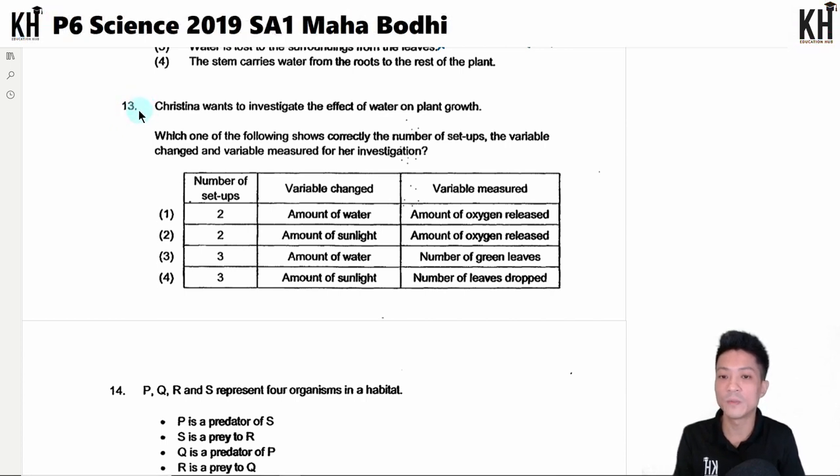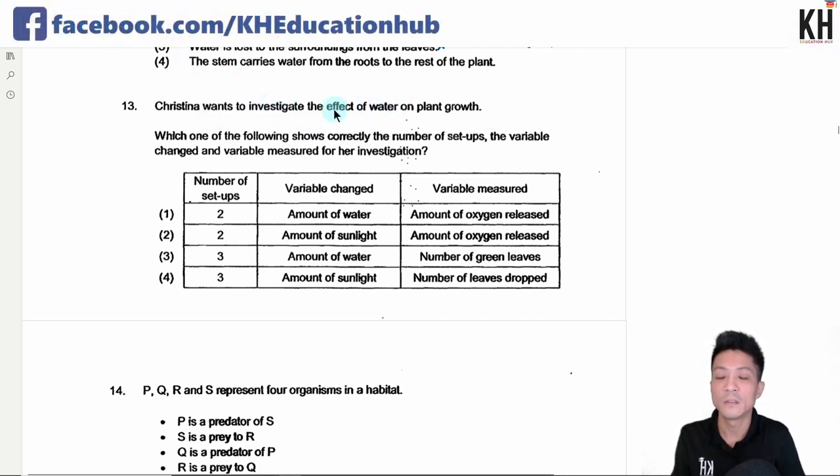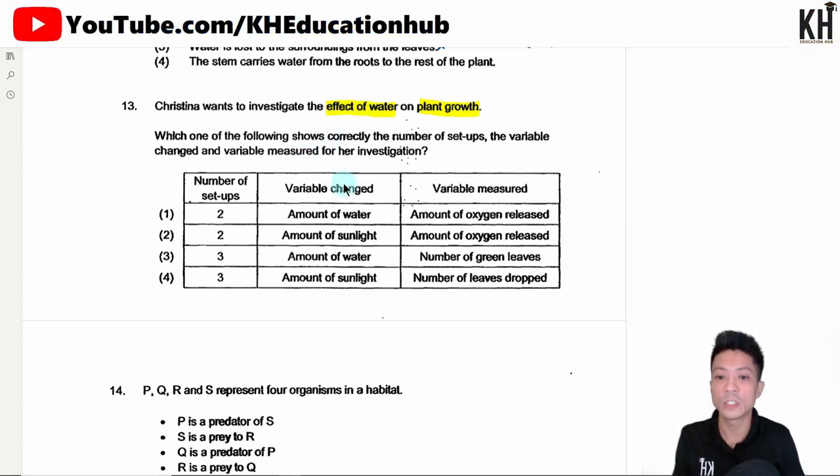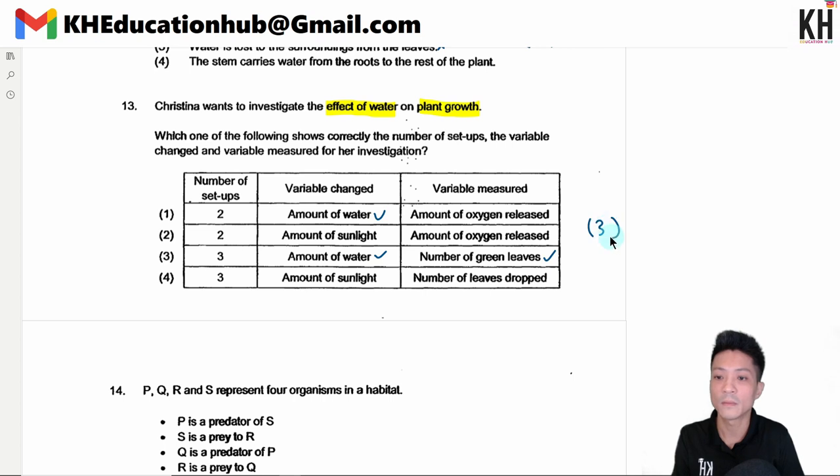Question 13. Christina wants to investigate the effect of water on plant growth. Which one of the following shows correctly the number of setups, the variable changed, and the variable measured for the investigation? Okay, so she wants to investigate the effect of water on plant growth, which means the variable changed should be the amount of water, and the variable measured should be the plant growth, which is the number of leaves. The answer should be number 3. Number of setups, 3.